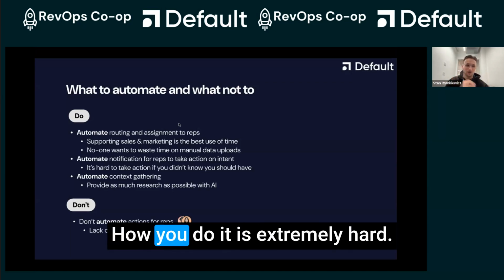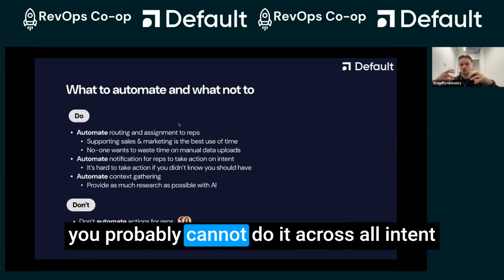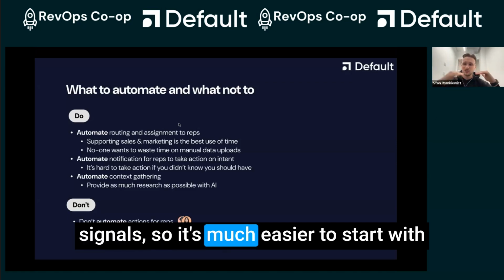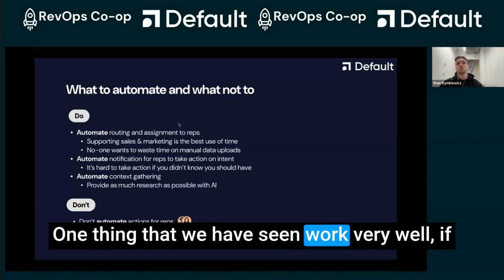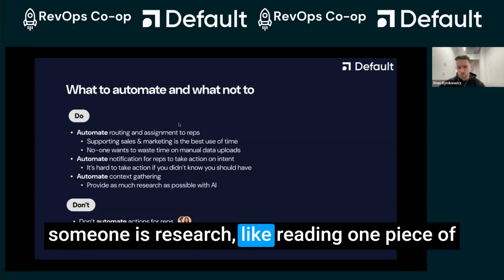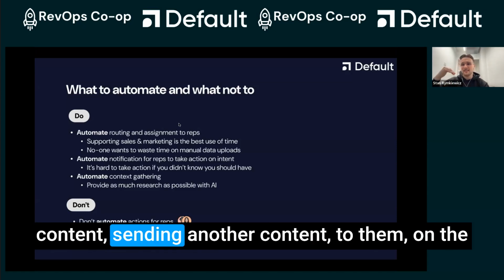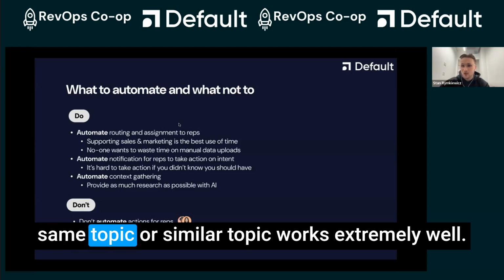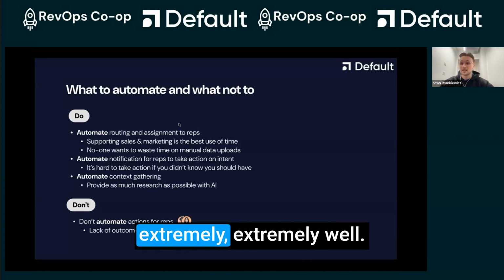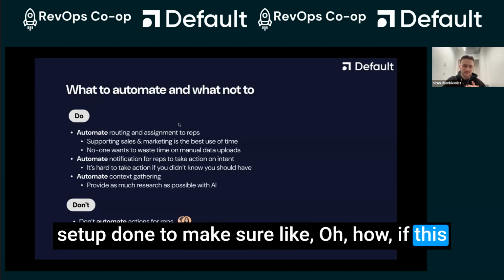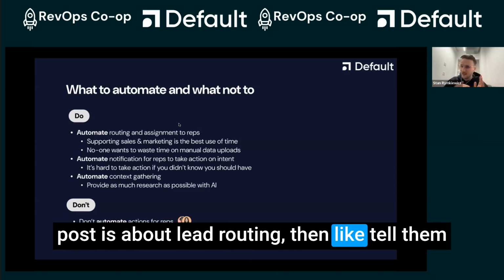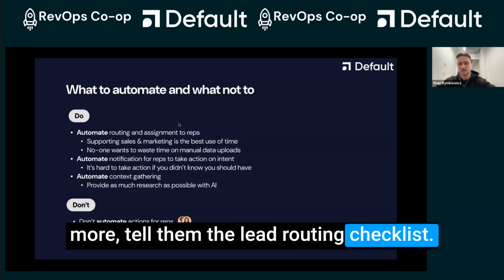the best way. How you do it is extremely hard. You probably cannot do it across all intent signals, so it's much easier to start with just a select few and try to automate. One thing that we have seen work very well: if someone is reading one piece of content, sending them another piece of content on the same or a similar topic works extremely well. It takes some time to get the tech set up. If this post is about lead routing, then tell them more, send them the lead routing checklist.